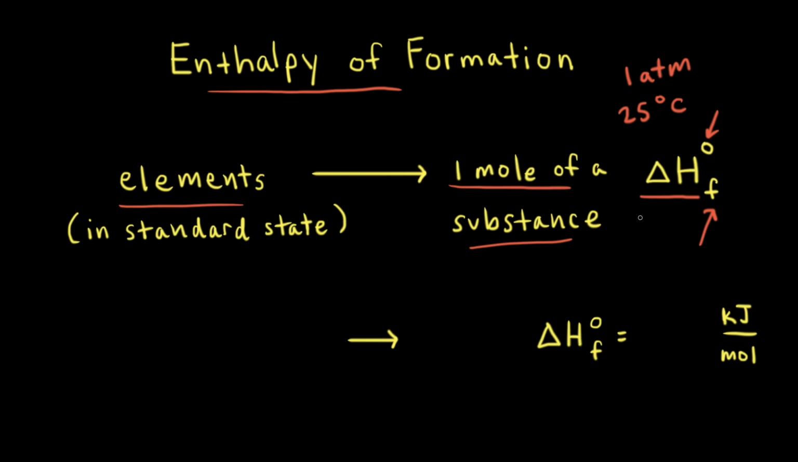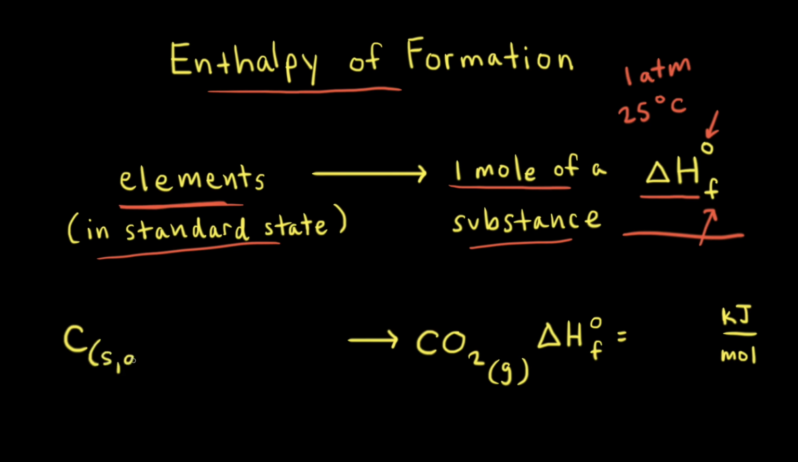So when we're thinking about standard enthalpy of formation, we're thinking about the elements and the state that they exist under standard conditions. So the elements have to be in their standard states. So let's think about forming 1 mole of carbon dioxide. Carbon dioxide is composed of the elements carbon and oxygen. And under standard conditions, the most stable form of carbon is graphite. So we're going to write carbon in the solid state, and we're going to write graphite over here.